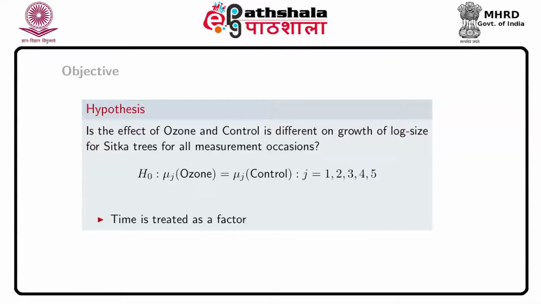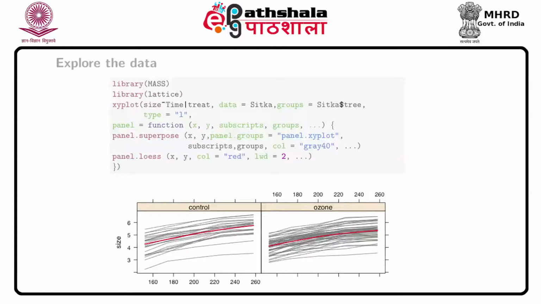One way could have been to fit models treating growth as a continuous function of time, and we would be doing that in the later part of this series, where we start modeling the Sitka trees under marginal models and under linear mixed models. But here we would treat time as a factor. That means for each discrete time point we are testing whether the means are equal or not, and we have 5 time points.